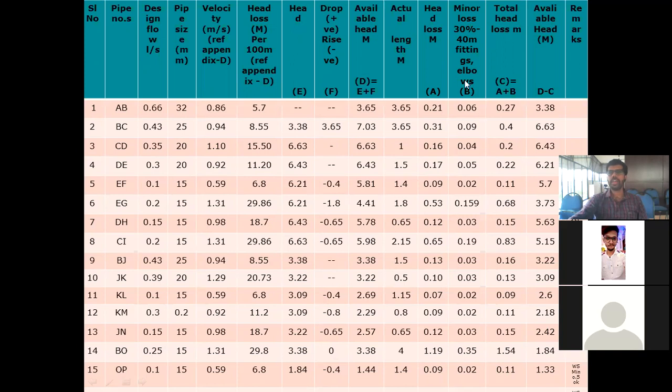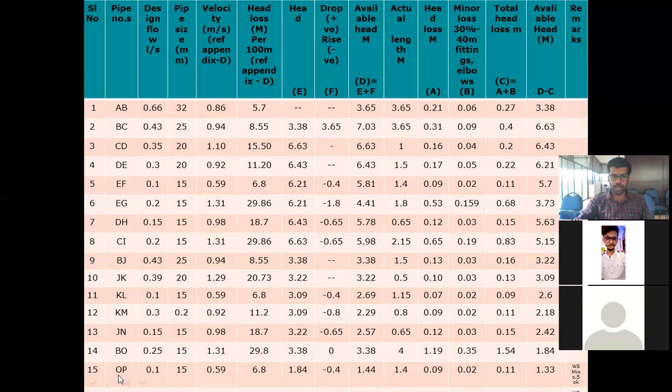Then total head will be the addition of A plus B, and available head minus total head. Similarly, you have to find it for all other values. So for today, this might be enough. As homework, you can write this and find out the head.